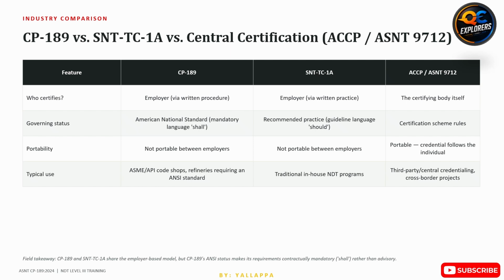CP-189 is an American national standard, meaning its requirements use mandatory language, such as shall. SNT-TC-1A is a recommended practice, which uses advisory language, such as should. ACCP and ASNT 9712 follow the rules established by their respective certification schemes. Another important distinction is portability.